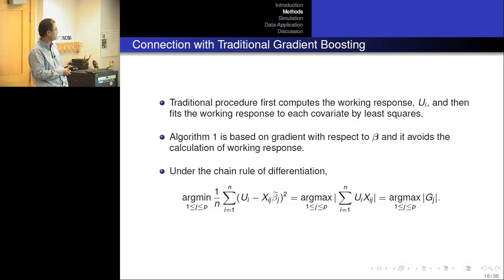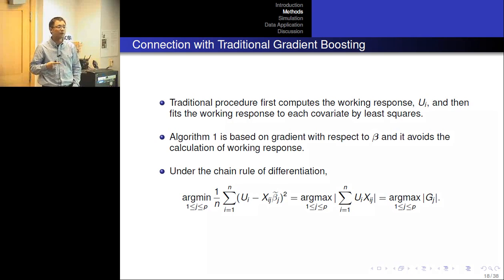The reason for that is, under the chain rule of differentiation, if we use the first algorithm, we fit the least square problem. We want to minimize this criterion, which is the same as maximizing the gradient. These two are equivalent to each other. That's why in the simple Cox model case, it doesn't matter too much. Maybe our proposed algorithm will improve the speed a little bit, but it doesn't matter too much.